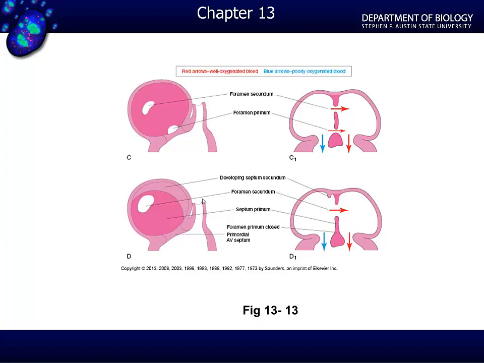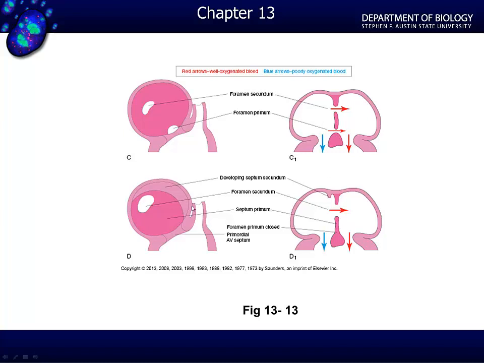Here a little bit later, we're further closing off this foramen primum. By this point, we've completely closed it off. And now a lot of those little holes have coalesced into one opening, and that's going to be our foramen secundum. So as the foramen primum closes, we now have another passage that allows blood to move from the right to the left side.